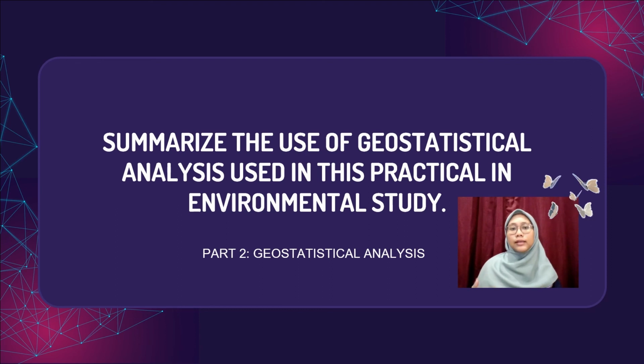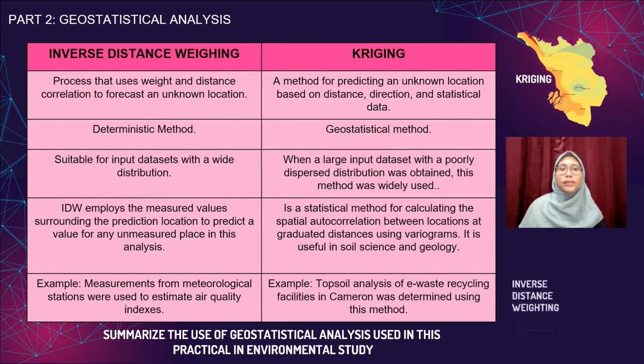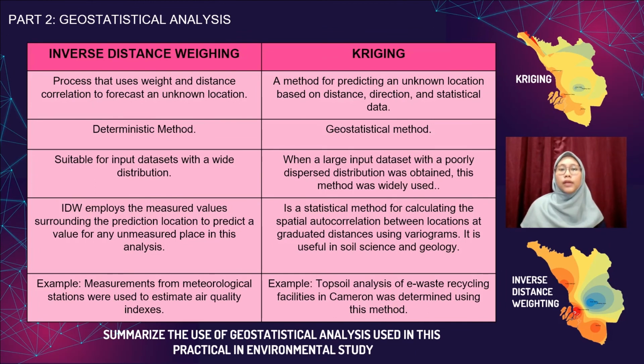Summarize the use of geostatistical analysis used in this practical in environmental study. Inverse distance weighting, or IDW, is a process that uses weight and distance correlation to forecast an unknown location. Meanwhile, kriging is a method for predicting an unknown location based on distance, duration, and statistical data. IDW uses a deterministic method, and meanwhile kriging uses a geostatistical method. And IDW is suitable for an input dataset with a wide distribution. Meanwhile, for kriging, when a large input dataset with a poorly dispersed distribution is obtained, this method is widely used.